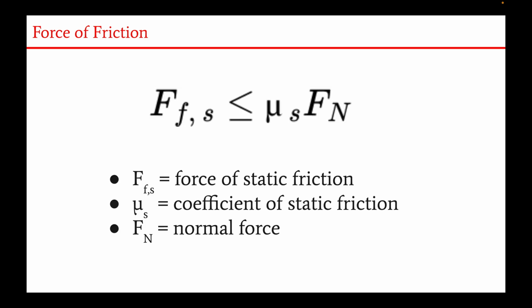What all that comes down to is an equation for the force of static friction. Those are subscripts; they come out a little big. The force of static friction is less than or equal to the coefficient of static friction times the normal force. The reason it's less than or equal to is because the force of friction can be any value up to that maximum value, which is the coefficient times the normal force.